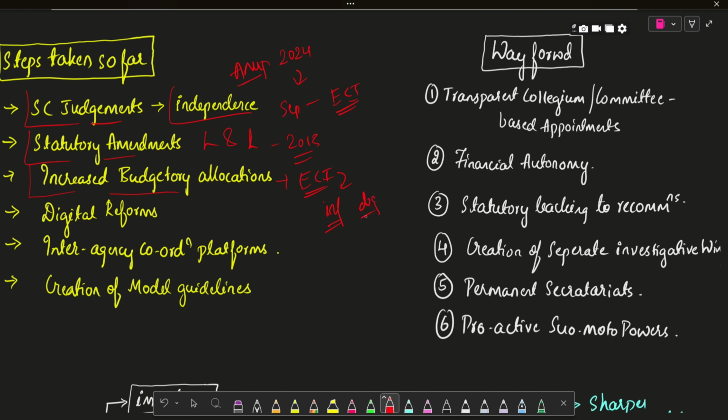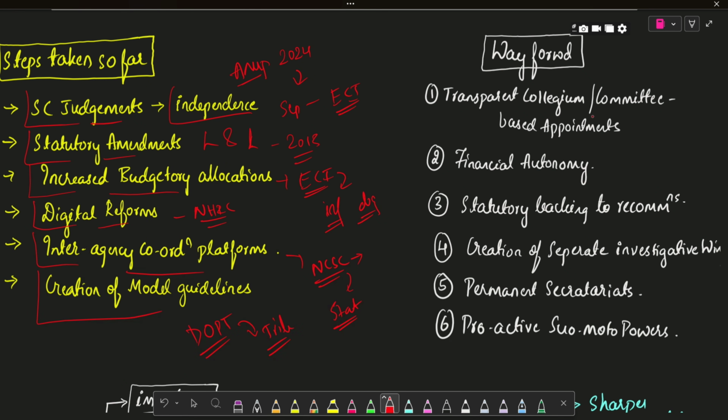digital election tech. Digital platforms such as NHRC's online grievance portal. Interagency coordination platforms, for example, between NCSC, that is National Commission on Scheduled Caste, with other state commissions. Creation of model guidelines, for example, DoPT, that is Department of Personnel and Training, for tribunal functioning.